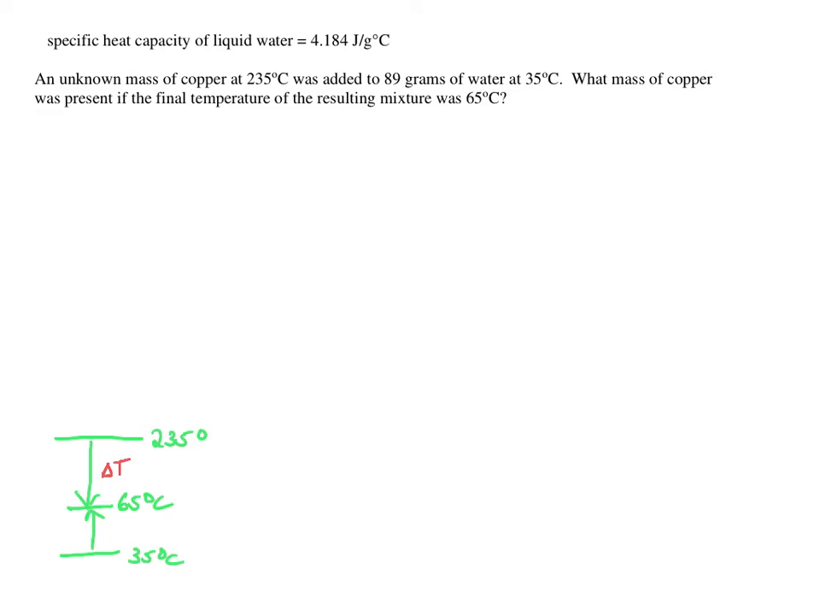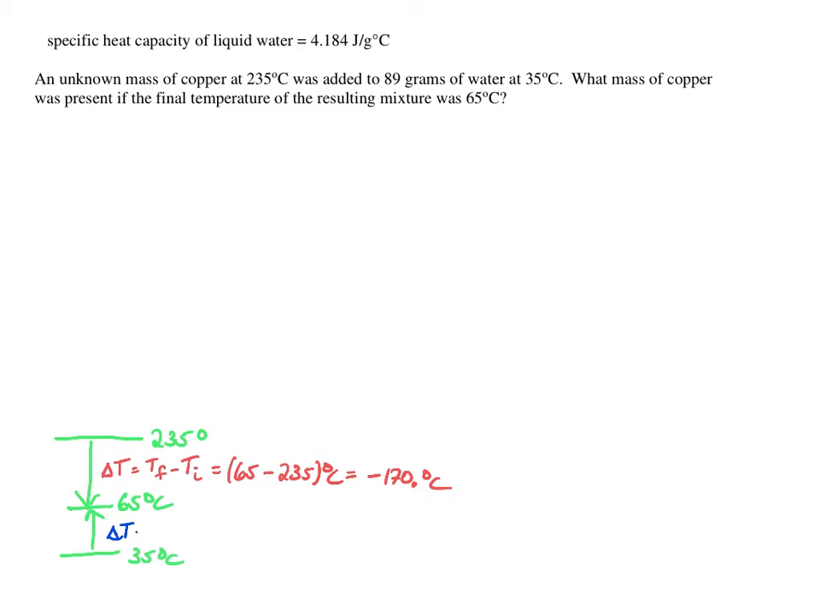Delta T for the hot copper is going to be calculated as TF minus TI, and the final temperature is 65, and we started with a temperature of 235 degrees C, so our delta T for the hot copper is a minus 170 degrees C.